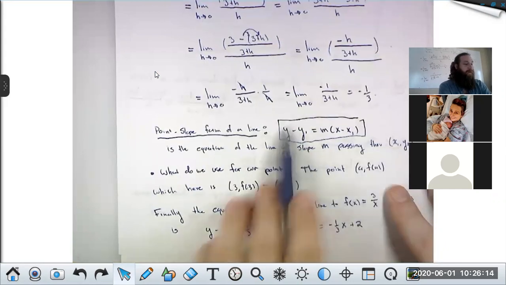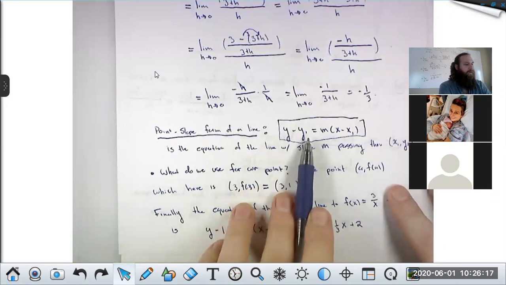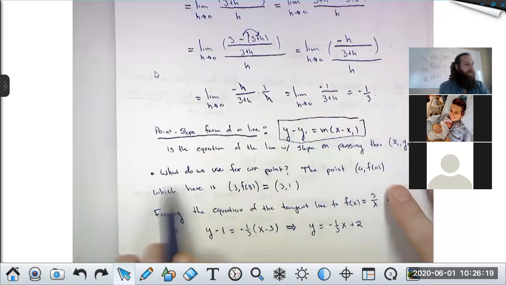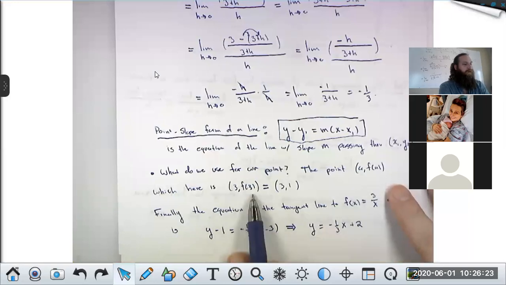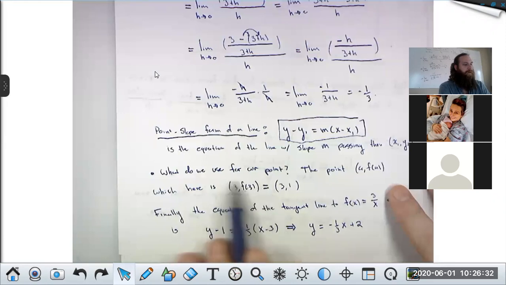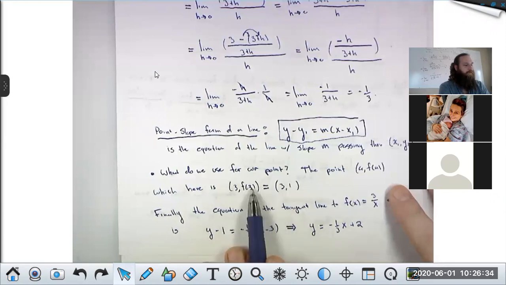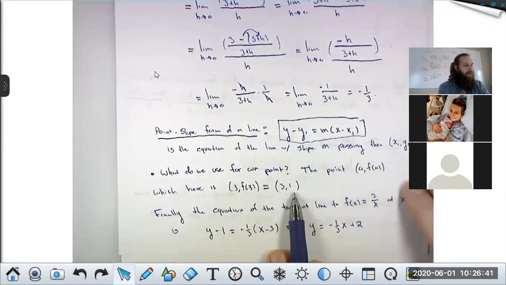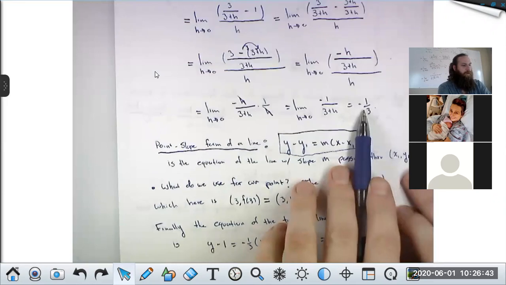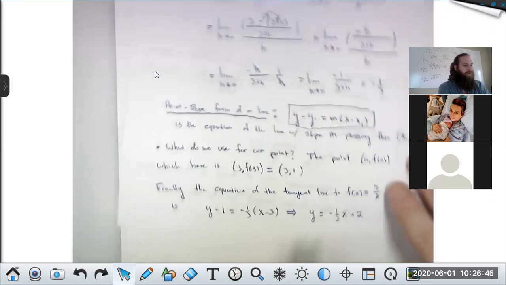Then to use this, I need some point that I know is on the line. And the point that I know will be on that line is the point of tangency, a comma f of a, which is 3 comma f of 3. Because here a is 3. We're trying to find the equation of the tangent line when x is equal to 3. So that point, 3 comma f of 3, is 3 comma 1, because f of 3 is 1. And then I just take this point for my x1, y1, and this slope, and I plug into this formula. And that gives me this equation.